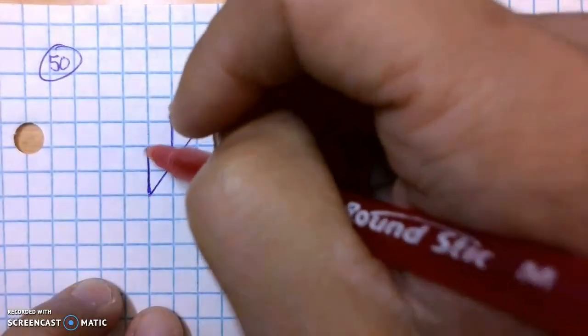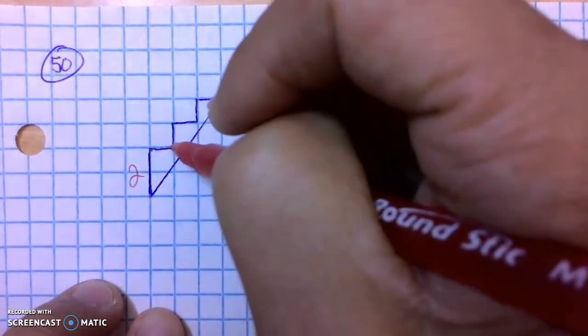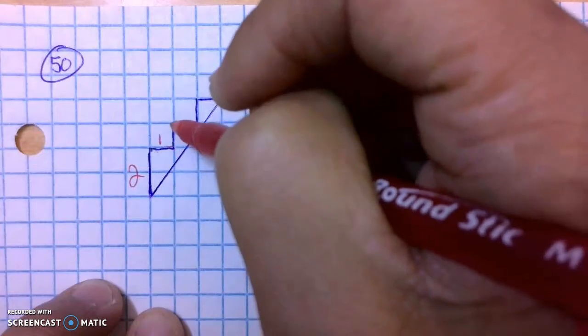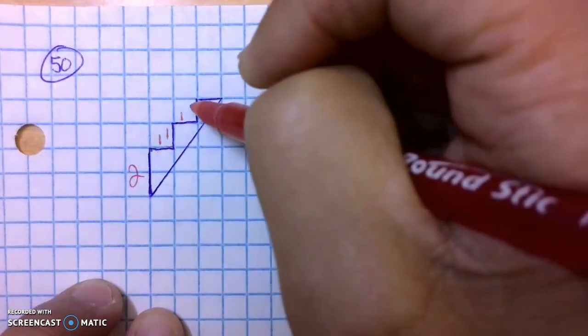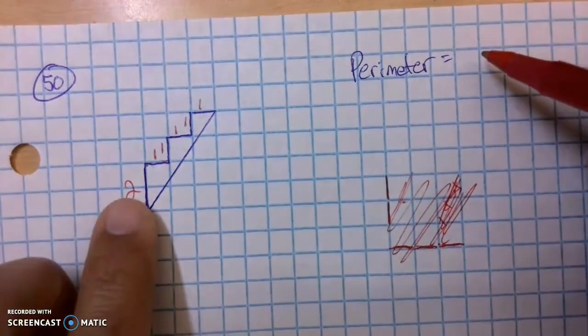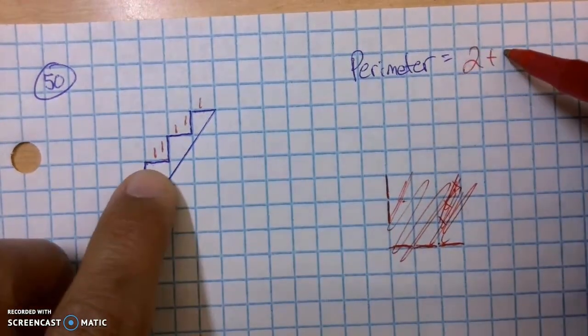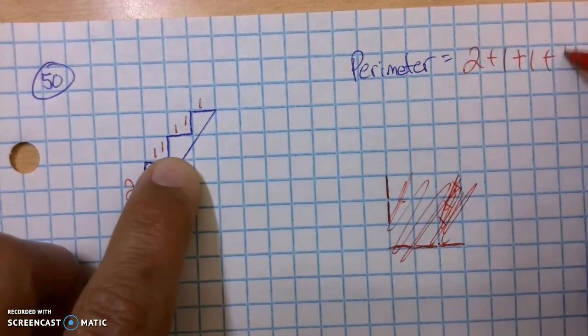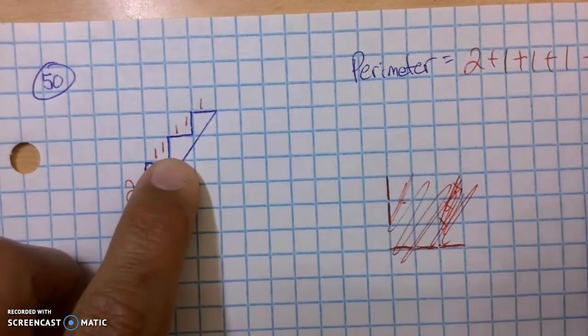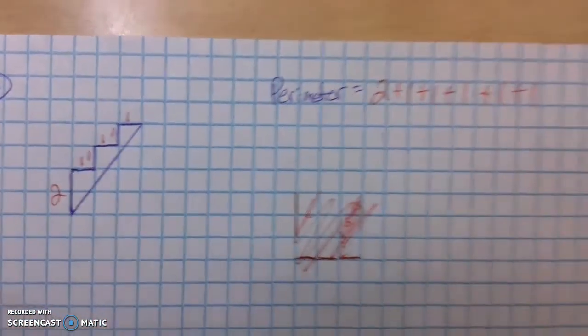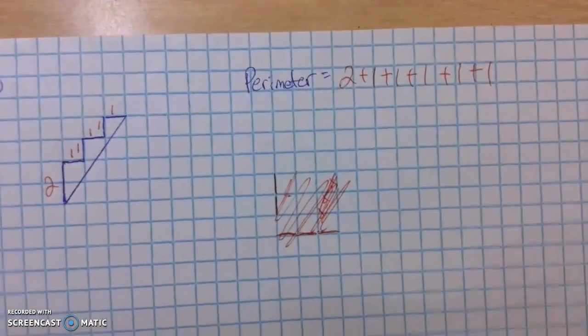From here to here, this is 2 spaces. Then this is 1 space going to the right. This is 1 space up, 1 space to the right, 1 space up, 1 space to the right. So at this point we have 2 plus 1 plus 1 plus 1 plus 1 plus 1. And then the hardest one.